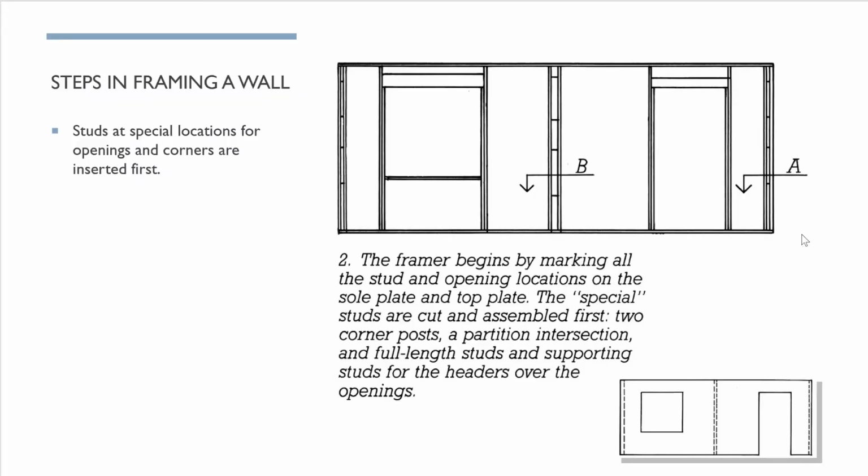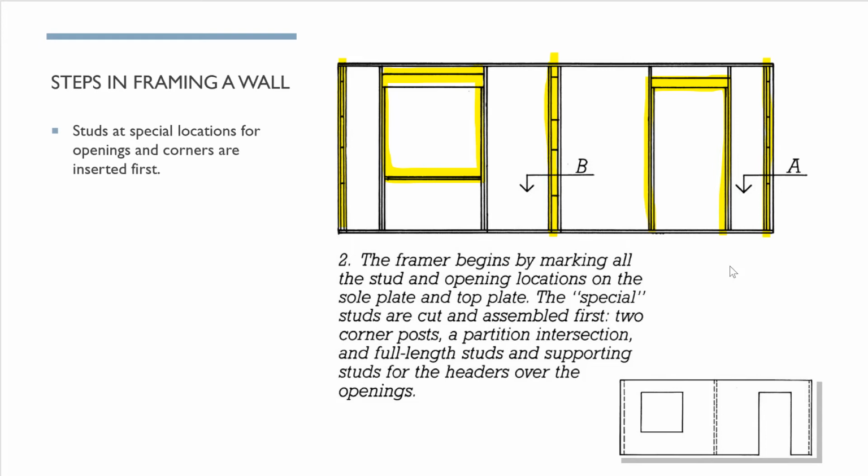So step one is I go ahead and I place frames at special locations. So what are special locations? Special locations are corners, like you see here, anywhere that there's a partition that will dead end into the wall, and then any opening that you put in the wall. So doors, a window, a pass-through, those are all considered special locations.